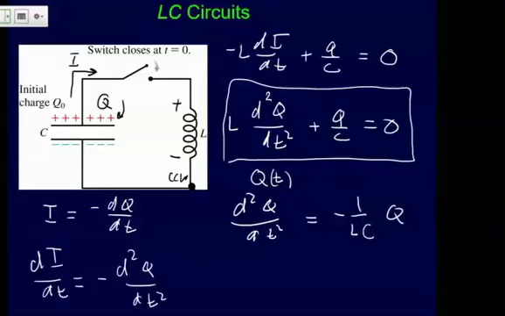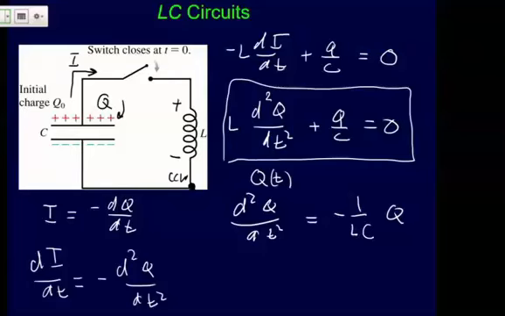I bring the Q over C term over and then divide by the L, realizing that the L and the C are constants. This is my differential equation. What it's telling me is that I want to find some function Q of t where if I take two derivatives of it, I get back the exact same function times a negative constant. That's how I would think about this.